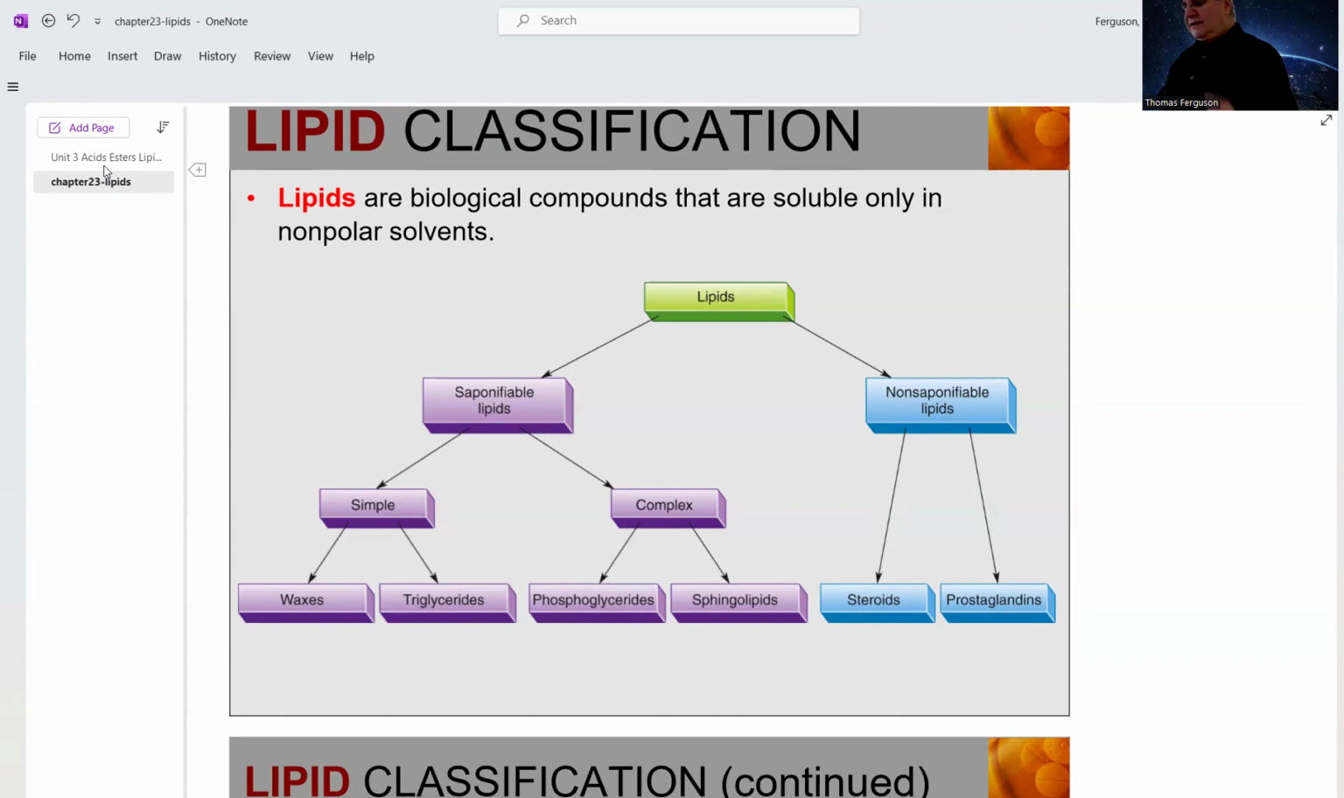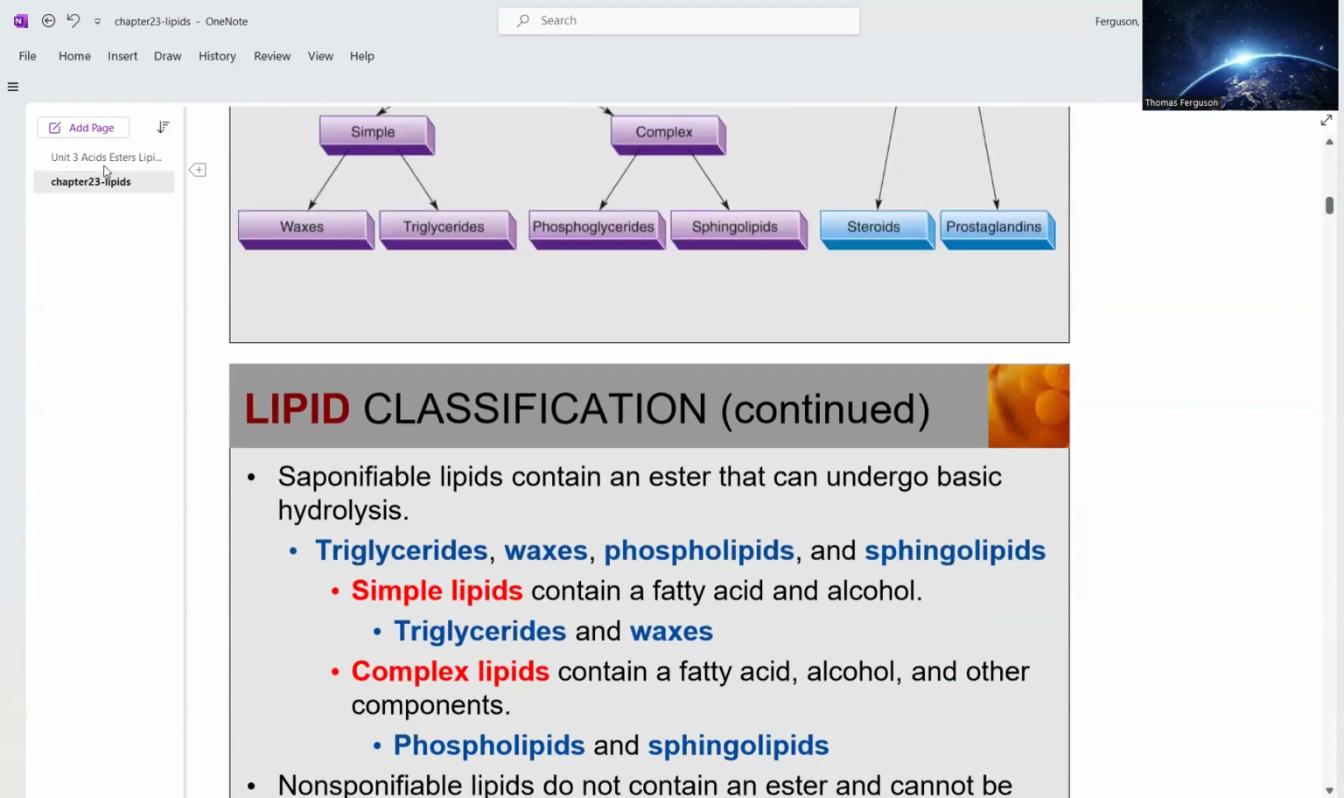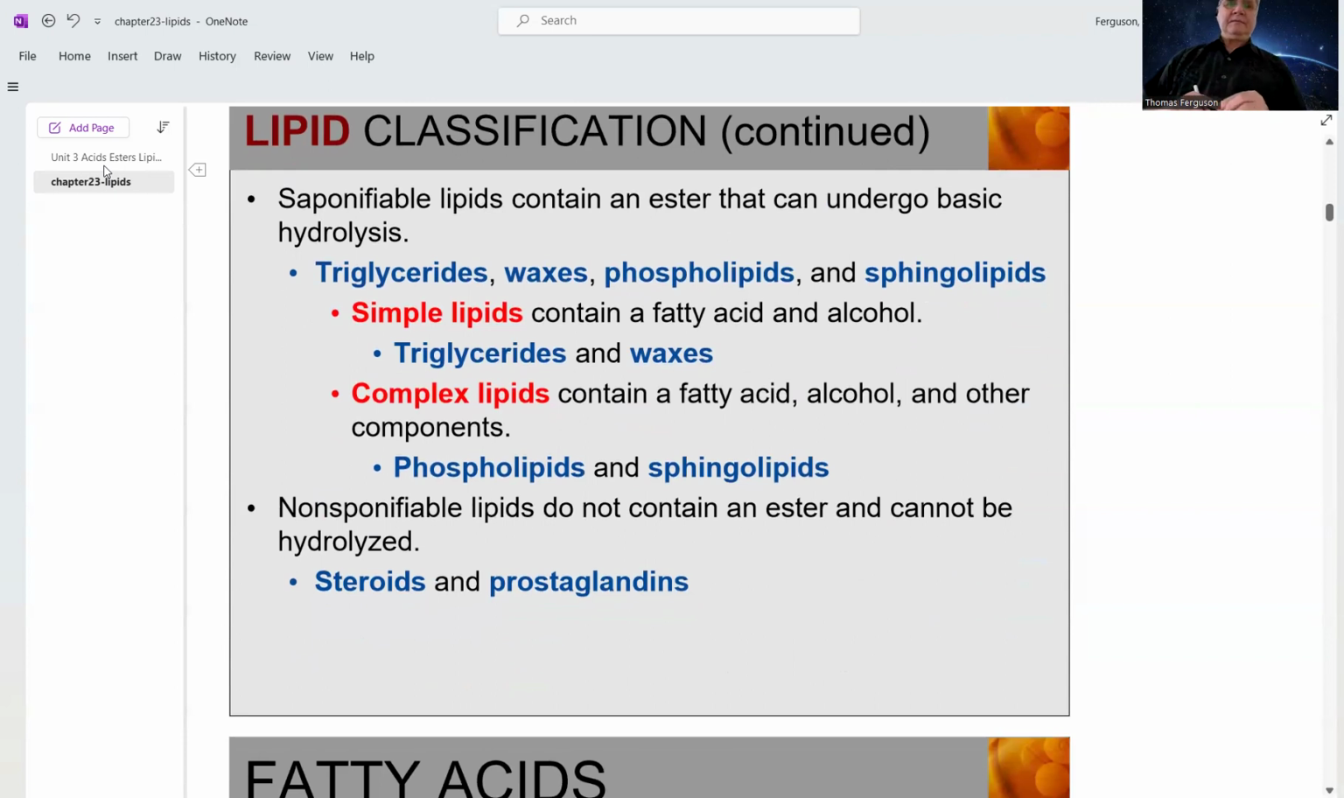Okay, and the saponifiable ones, again, are the ones that have esters in it. There are simple ones and complex ones. When we were making soap, we were working with a saponifiable triglyceride. Okay, so the simple ones are basically a plain old acid and an alcohol. That's all. And the alcohol is usually a 3-hydroxyl group alcohol.